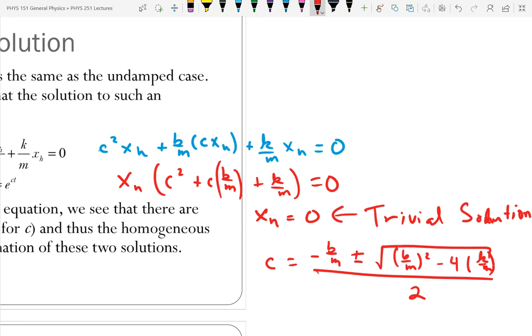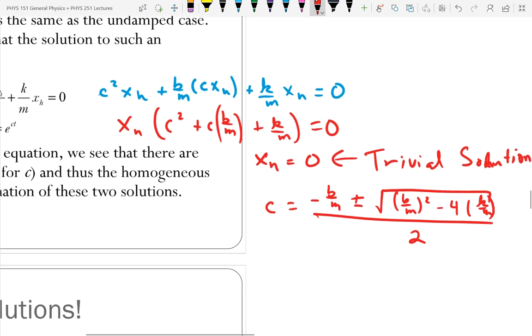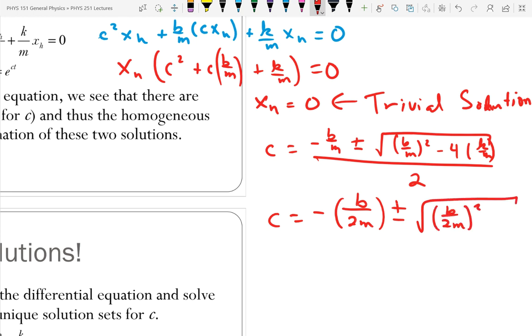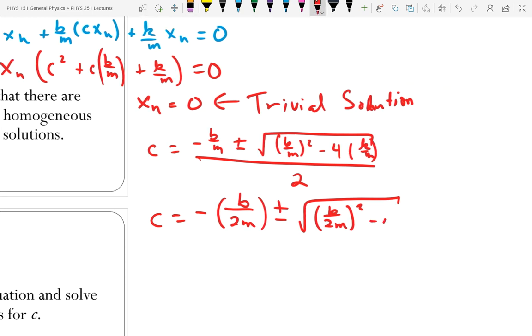And now you look at this, and I assume you don't cry. I'm going to rearrange this just a little by putting the 2 in the numerator. So I'm going to have c equals minus b over 2m plus or minus the square root of (b over 2m) quantity squared minus k over m. Well, how many values do I have for c here? 2. One with the plus sign, one with the minus sign.